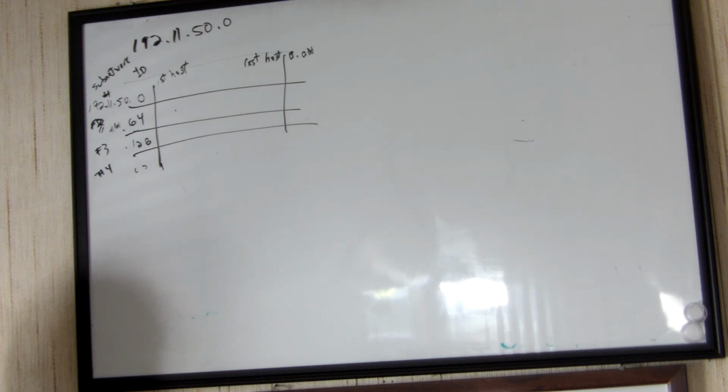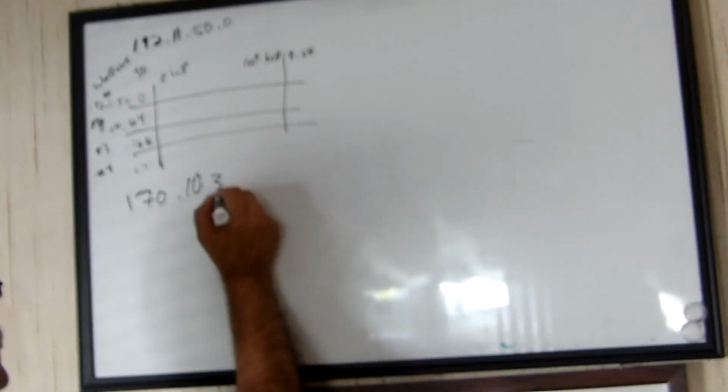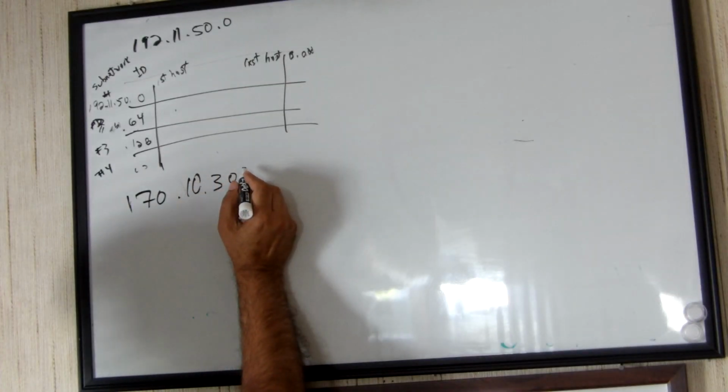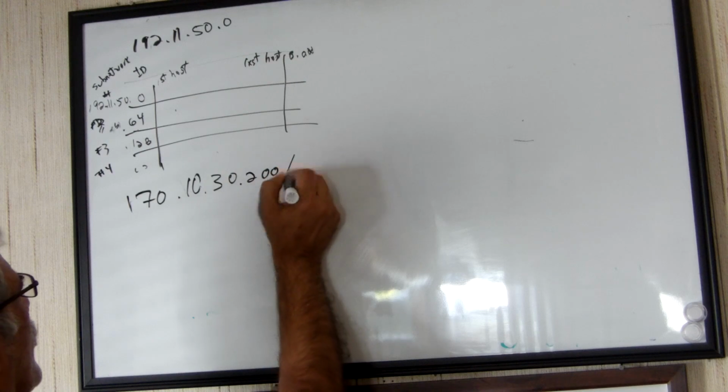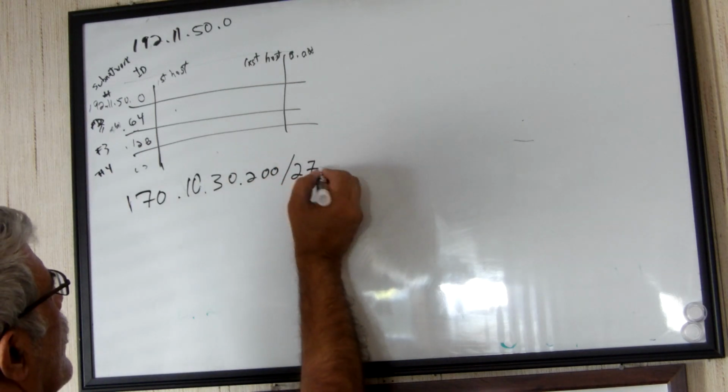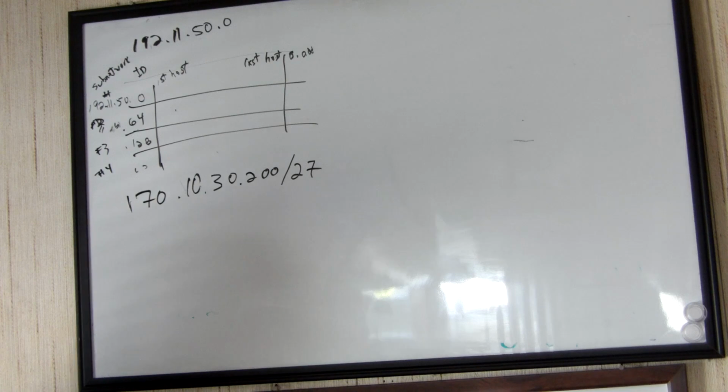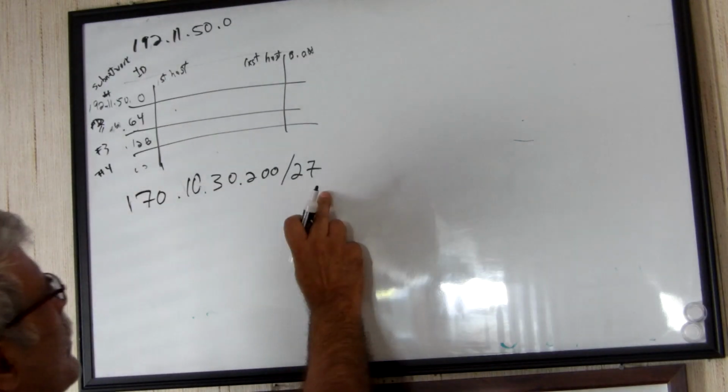Now it's: what is the subnet broadcast address for the subnet in which we have the IP address 170.10.30.200 with the CIDR notation /27? For this one, what is 27?